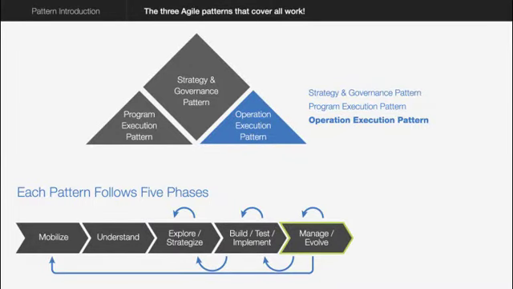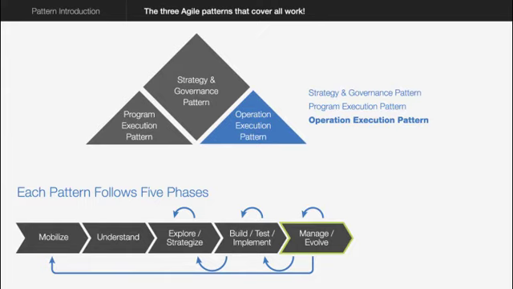As you know from the Taste of Agile, we have three patterns that cover all work. The first pattern is the strategy and governance pattern, which covers strategy, managing the funnel, steering teams, setting up the vision, mission, etc. The second one is the program execution pattern, which looks at the execution of projects. And finally, the operations execution pattern, which addresses running operations.